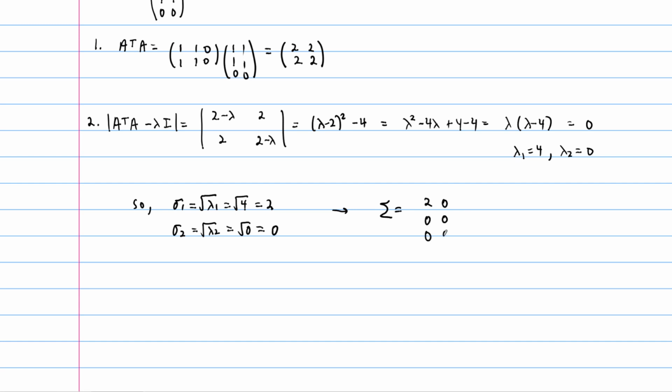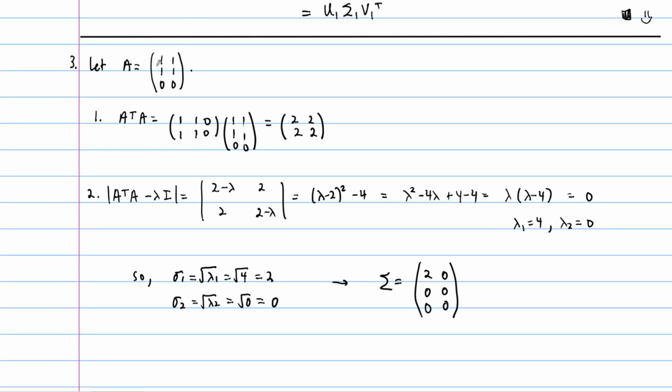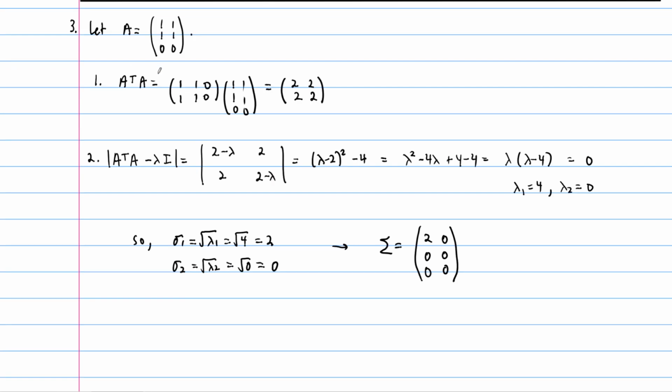3 by 2, right? So it's going to be this matrix. So there's our matrix sigma. The diagonal entries are the singular values, 2 then 0, but it's got to be the same dimensions as A, right? So it's got to be the same size as A. So let's put a box around this one. We've got sigma. We need to find our U and our V.